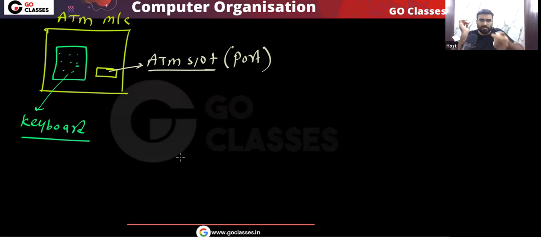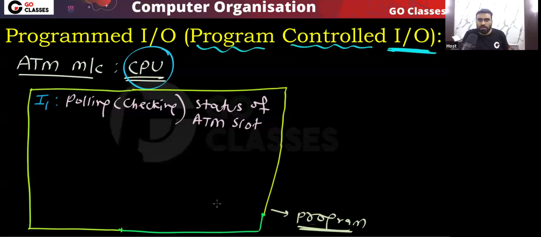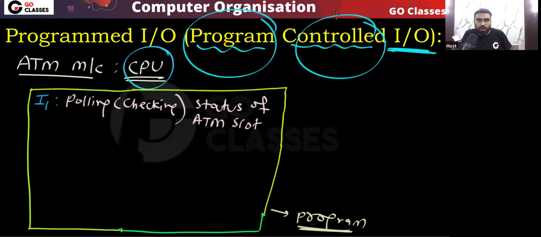Did the ATM card come? Did someone insert the ATM card? Yes or no? So you can see in the ATM machine, this CPU is continuously checking this ATM slot. Why is it checking this ATM slot? Because it is written in the program. Do you agree with me? This is a very important point. Why am I calling it program controlled IO? Understand this, program controlled IO.